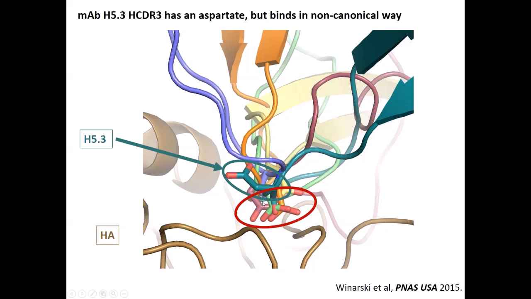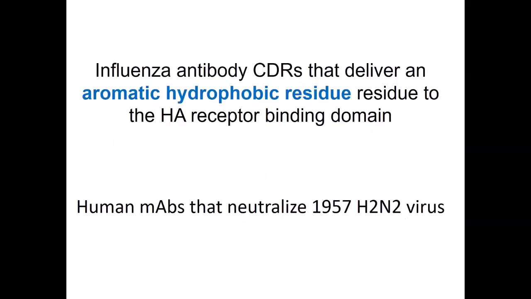So I think it's interesting that you have these canonical modes of recognition, but they're not hard fixed rules, and it's not just a sequence-based search. You really have to understand the structure of both the antibody and the antigen to apply these rules. So that's the aspartate, and then I'm going to switch to the other canonical mode, which is the aromatic hydrophobic residues. And for this, I'm going to show you some antibodies that neutralize 1957 H2N2.